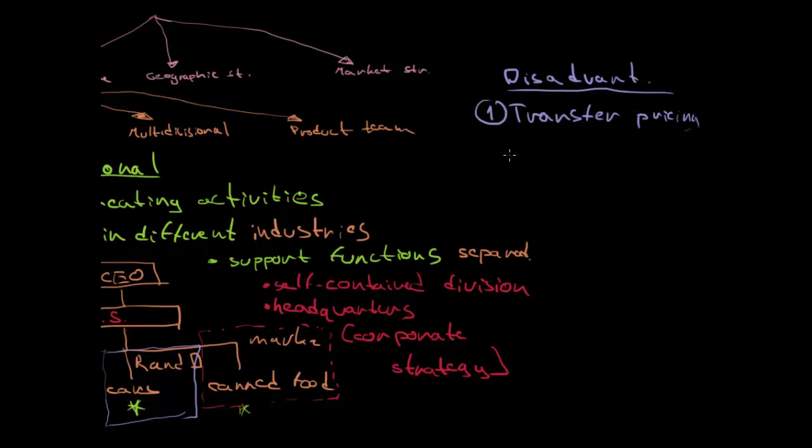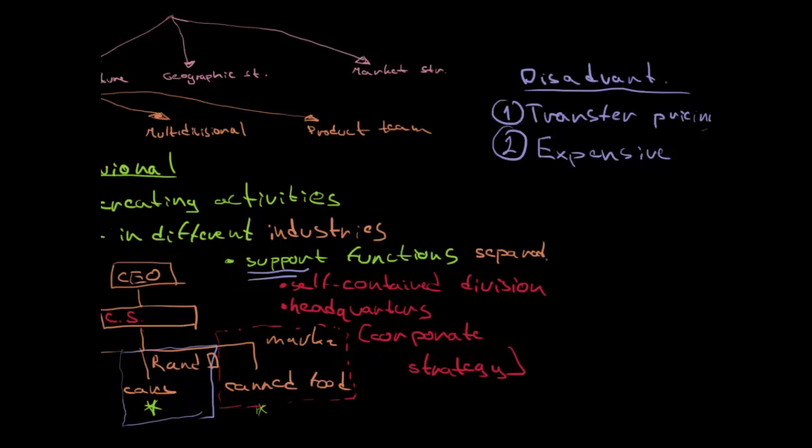Another important point is the bureaucratic cost. We can conclude that a multi-divisional company, having several divisions, is very expensive. And why? Well, especially because of the support functions. We have several marketing departments and several research and development centers. So this is maybe the biggest disadvantage that a multi-divisional structure has.